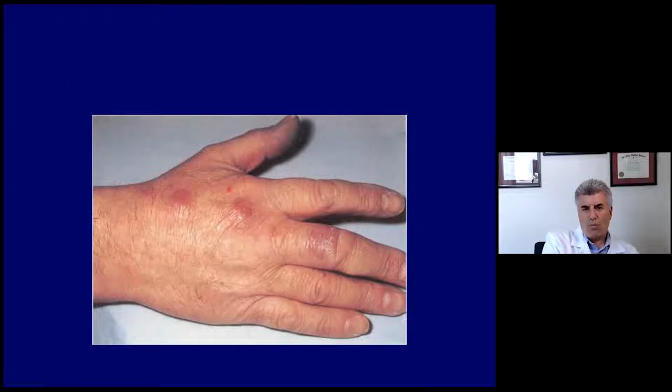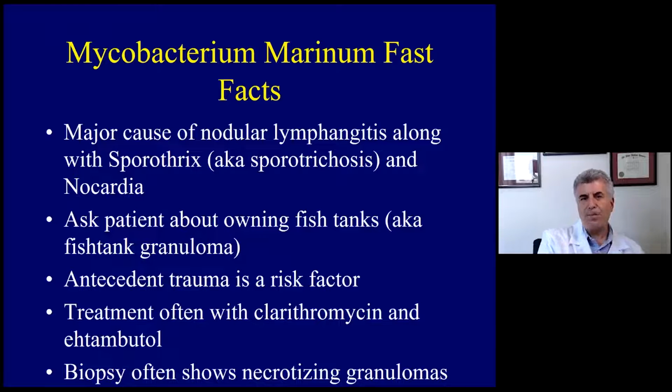So one of the clues to what the diagnosis is, is if you can figure out what his pets Sushi and Bubbles are, what type of animals they are. We think they're dogs, we think they're cats, or something else. And if you're thinking that these aren't dogs or cats, you may be right on target. The answer to this is Mycobacterium marinum. And here are some fast facts about this. It's a major cause of nodular lymphangitis, along with Sporothrix, which we call sporotrichosis, and Nocardia.